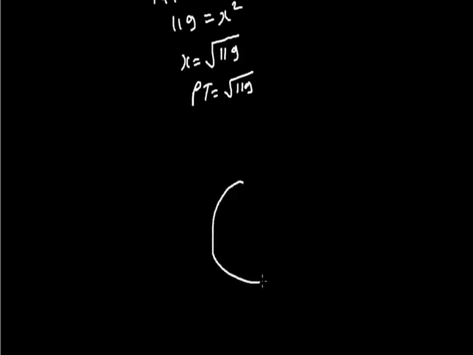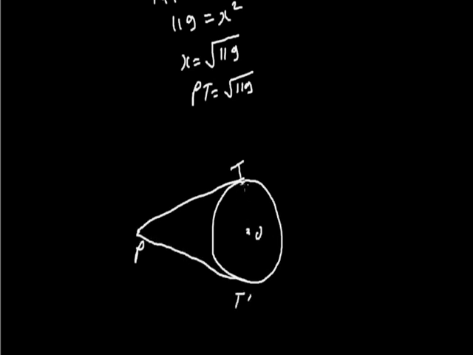Let's say there is a circle with center O, and there is a point P outside the circle. From this point I can draw two tangents, PT and another tangent PT dash. Now connect T and O. One more important property about tangents is that if we draw tangents from an external point to the circle, the lengths of these two tangents are equal. PT and PT dash are equal.